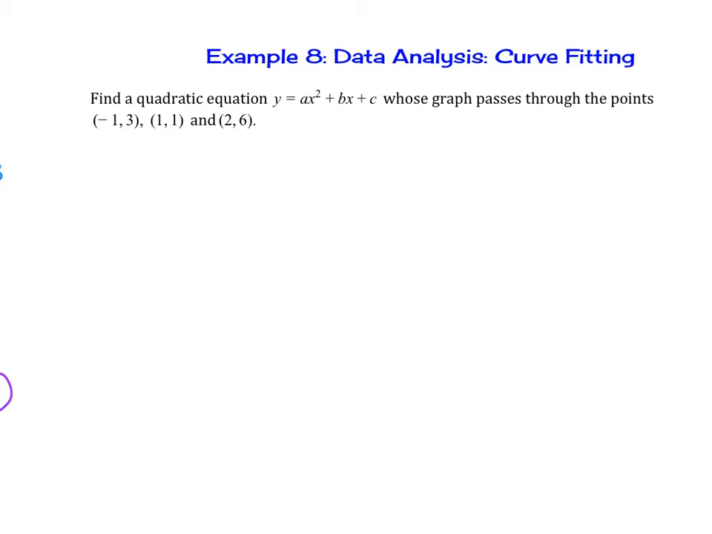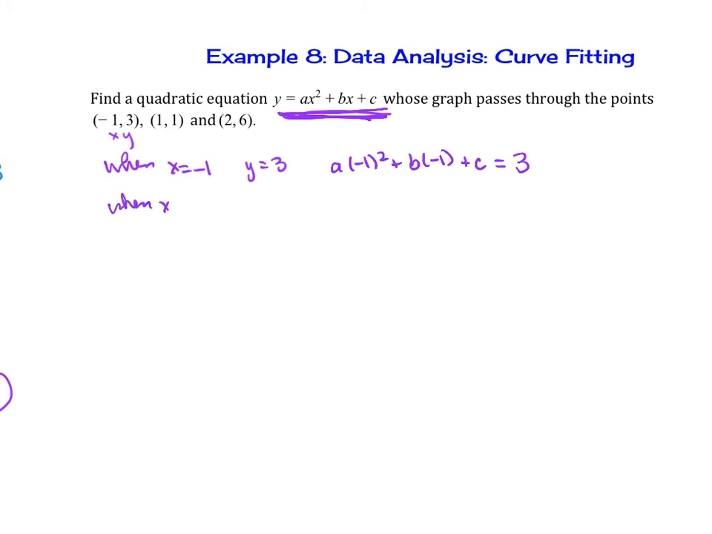So remember, this is the equation here, and this represents our x and our y. So let's do this. When x equals -1, we know y equals 3. So we can write the equation. So this is the equation we're using. And so we have a, and x is -1 squared, plus b times -1 plus c equals our y, which is 3. So that's our first equation.